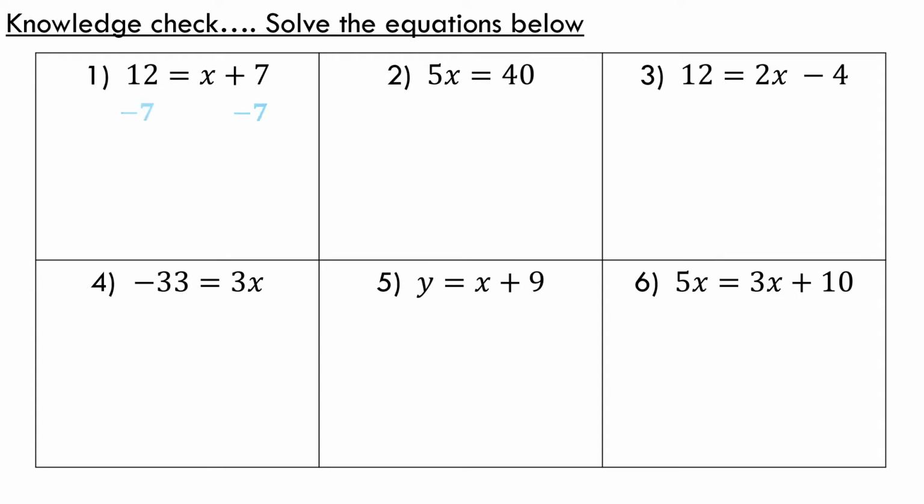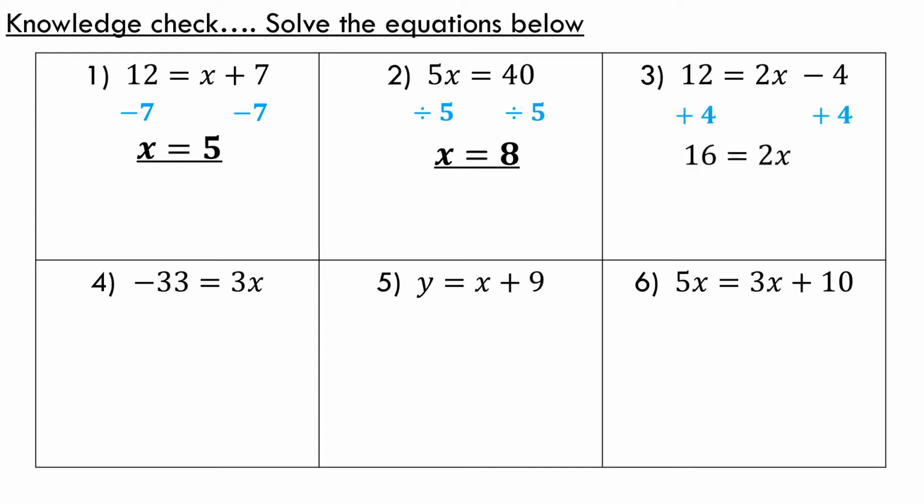Okay, so I'm just going to put the answers up here to refresh you. So I've subtracted 7 from both sides to get x is 5. On question 2, you have to divide both sides by 5 to give you x is 8. On question 3, you have to add the 4, and it gives you 16 is 2x, and then we're dividing by 2 to give us x equals 8. On question 4, we're dividing both sides by 3. Remember, you've got a negative there, so we get x is minus 11.